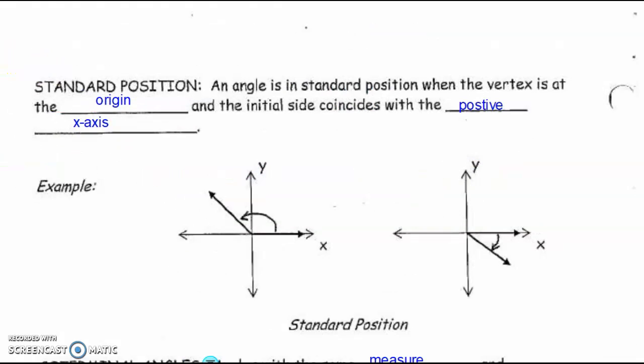And this is talking about standard position. We know that the vertex is always at the origin, and anytime we have standard position, the vertex is at the origin, and the initial side coincides with the positive x-axis, which means we go along the green grass. So we're always starting here.